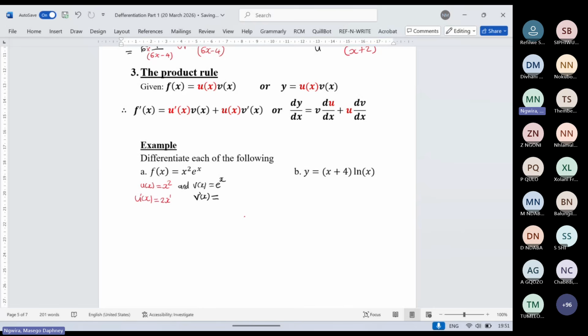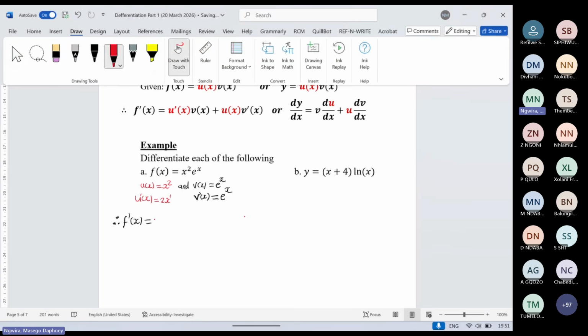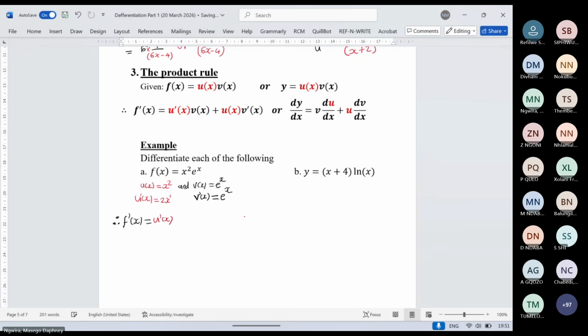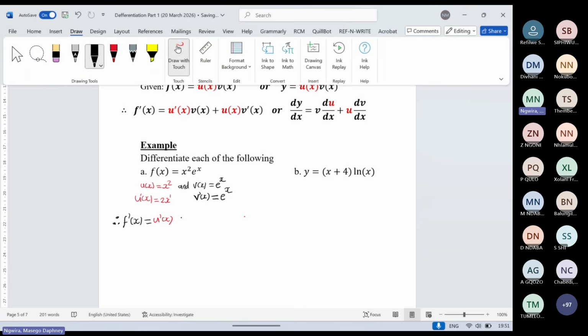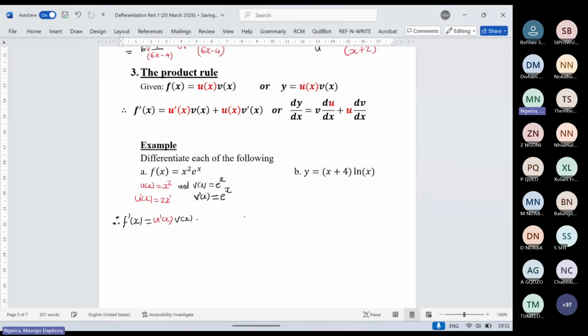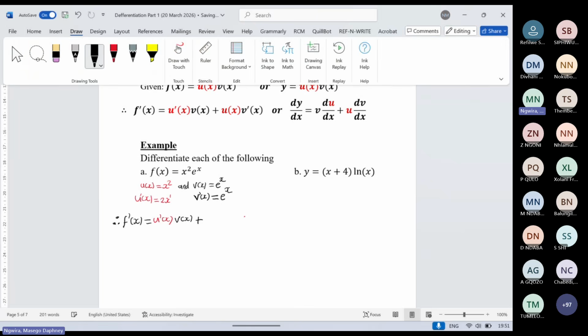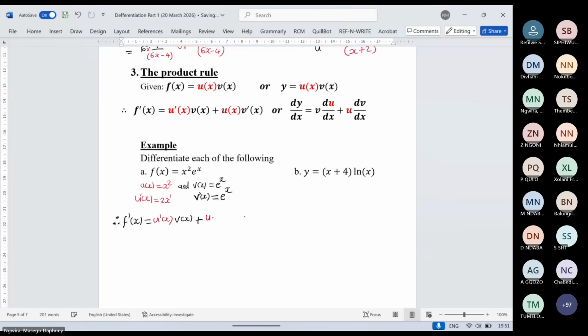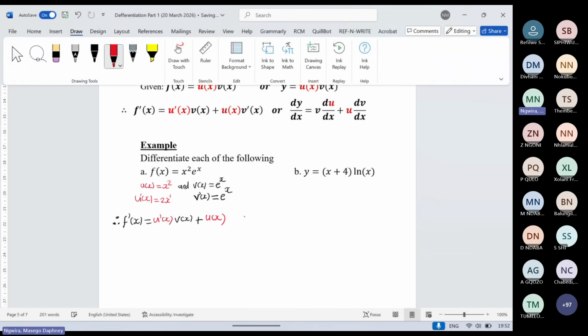And then we said that the derivative of an exponent e to the power of x doesn't change, it stays the same, if you remember. So now we are done. Therefore, the rule says that f prime(x) is going to be equal to u prime(x) times v(x), and then plus u(x) times v prime(x).